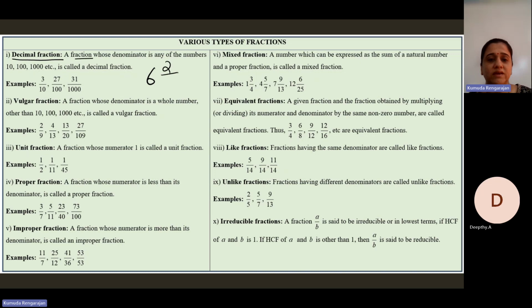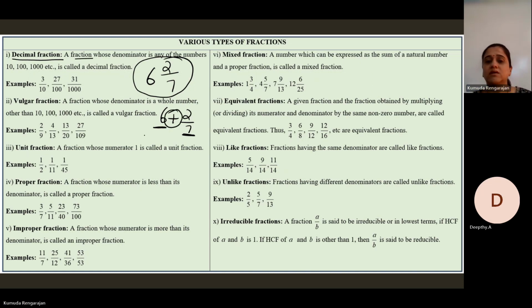Say we have 6 2 by 7. Now 6 2 by 7 is a mixed fraction. 6 2 by 7 is actually 6 plus 2 by 7. So a mixed fraction can be expressed as a sum of a natural number and a proper fraction. Sum, because you can see the plus sign here. A mixed fraction is a fraction which can be expressed as a sum of a natural number and a proper fraction.